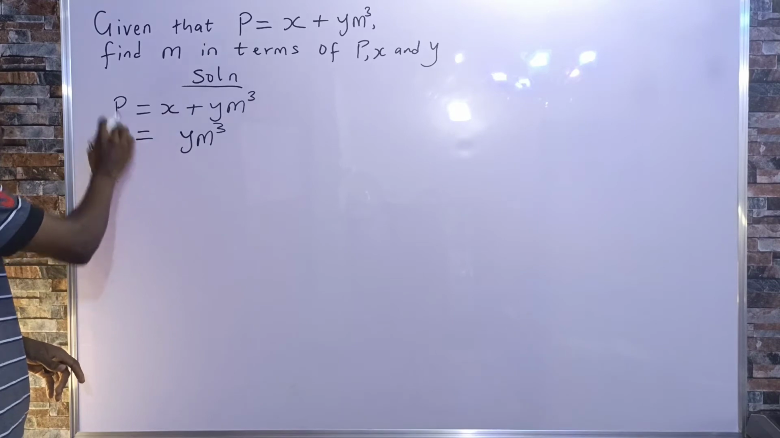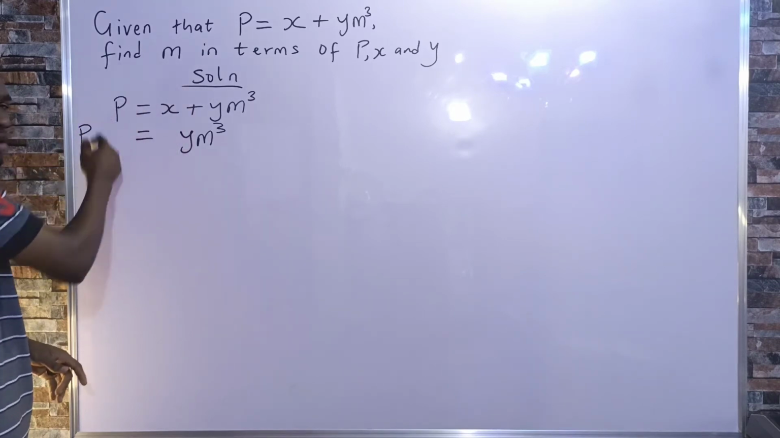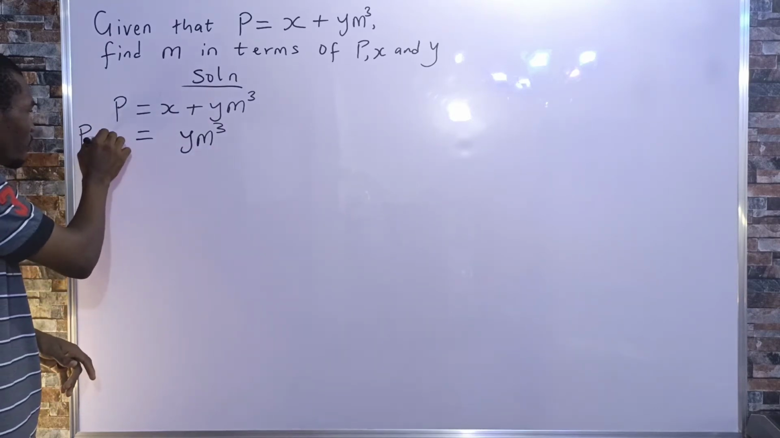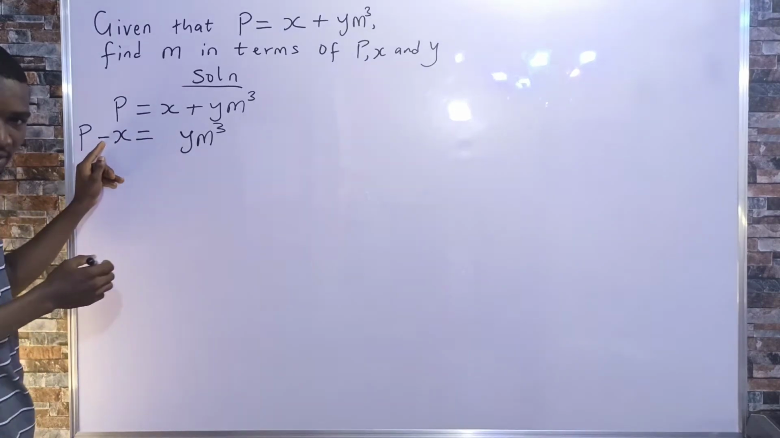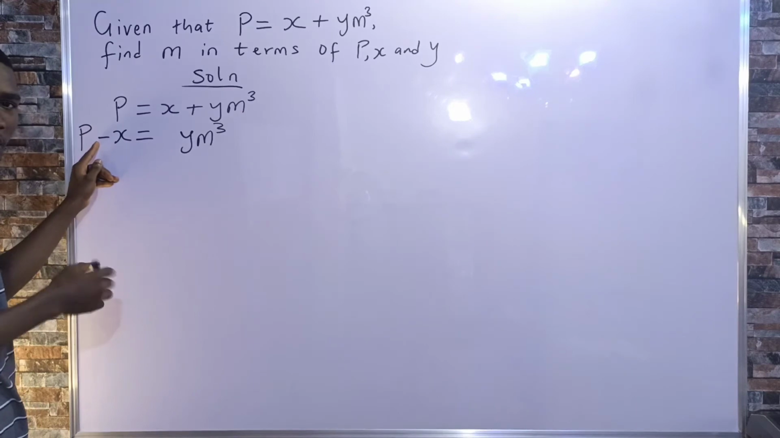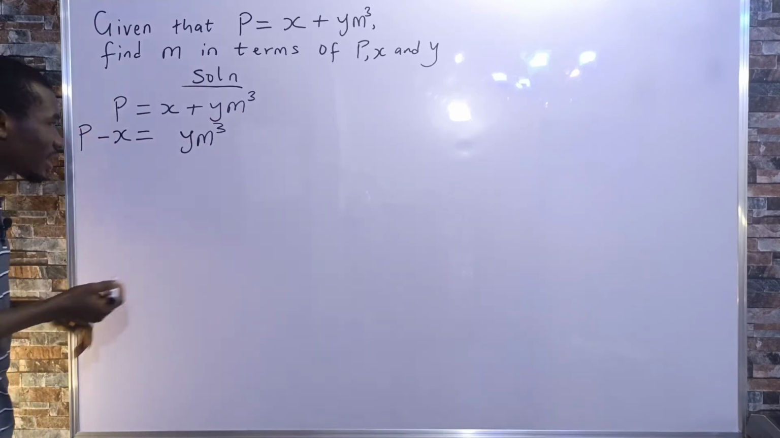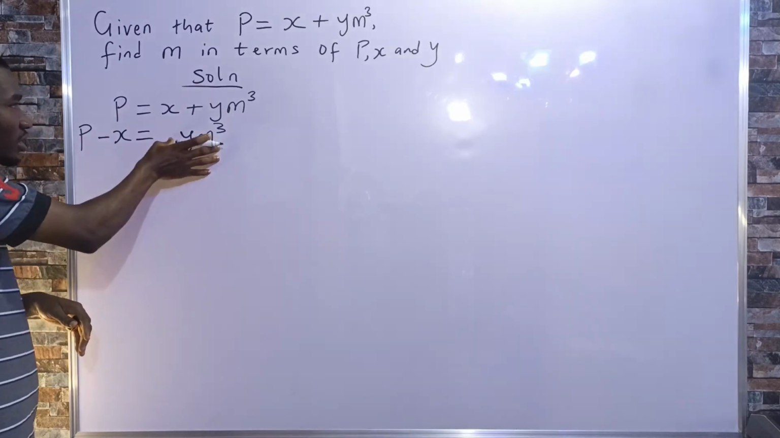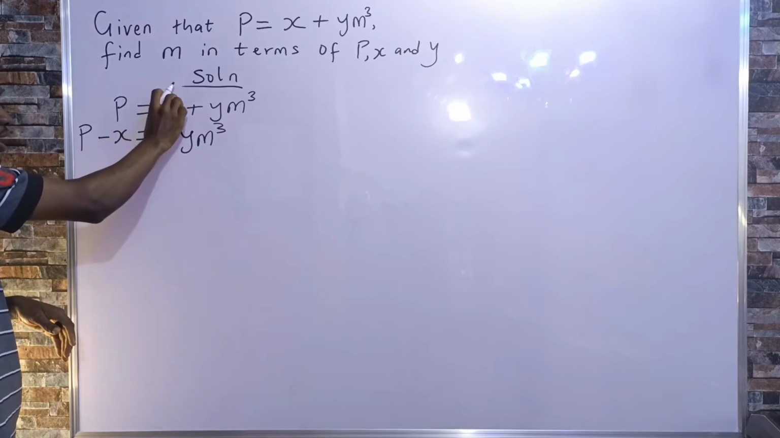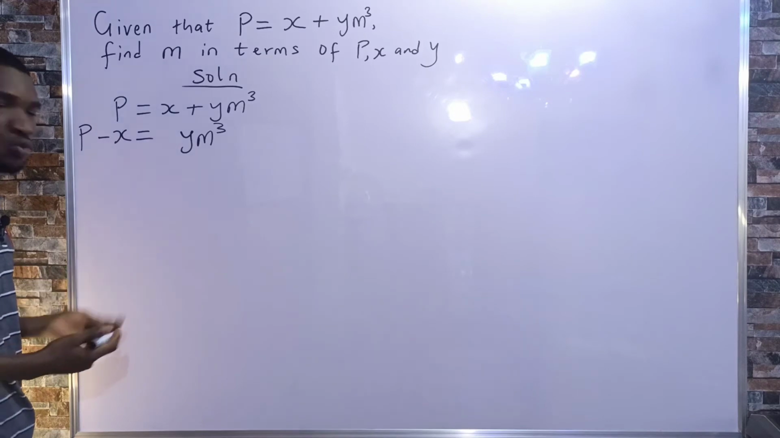And that is equal to, I will have my p, then I have to take this x to come over to the left hand side of this equation, and of course when it comes over it will change its sign to negative. It was positive here, so coming to the left hand side it will change its sign to negative. So automatically I've succeeded in separating my ym raised to the power of 3 from our x and p, so they are different in each side of the equation.